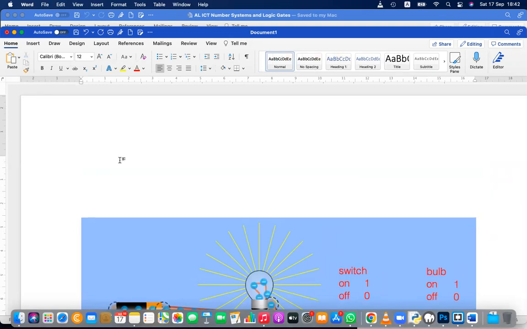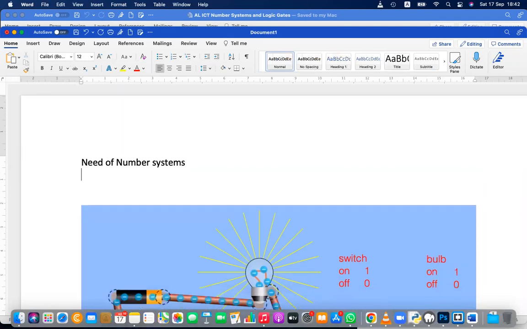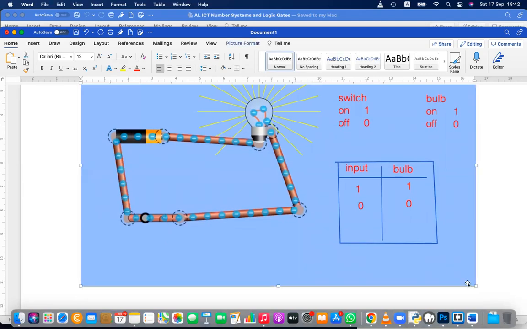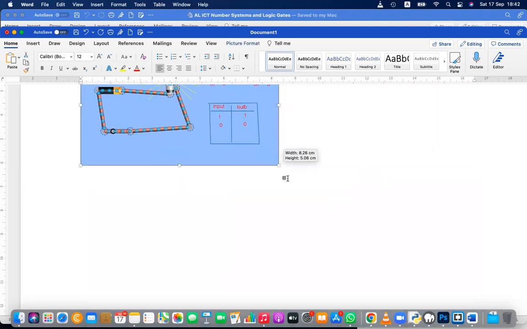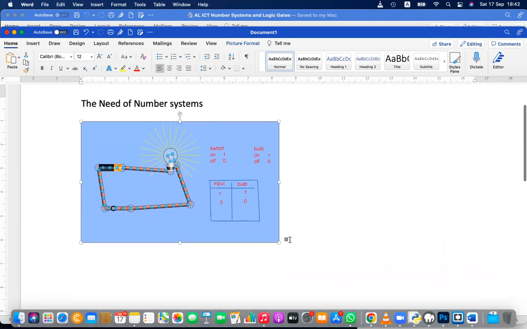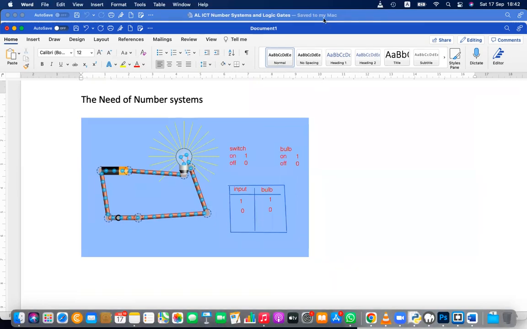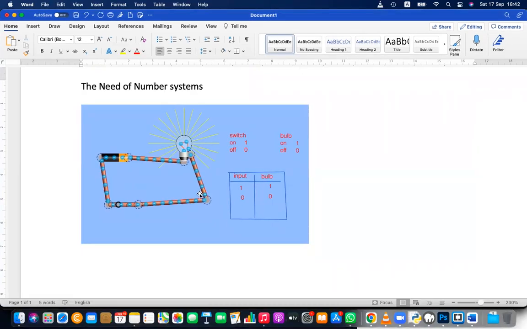We write down the heading. Heading is need of number systems. So the main heading is number systems. Under that, the need of number systems. Then quickly draw this circuit, and write down the statements after the circuit.